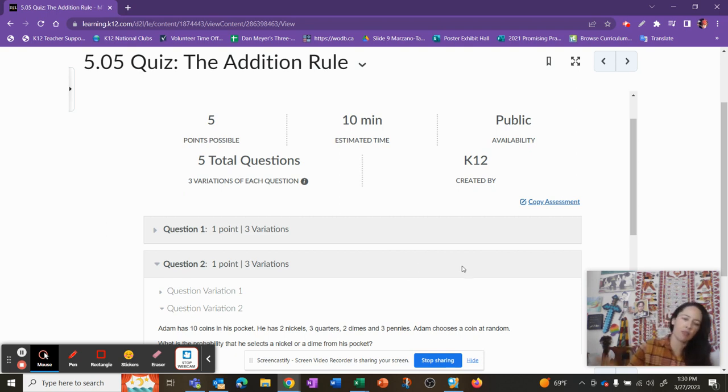First, we have to think about what's happening here. Are these mutually exclusive? What that means, definition-wise, is that they don't share anything in common. Nickel or dime, do they have any overlapping events? Is there any way that when we pick a nickel, we also pick a dime? Not in this situation, right? A nickel is completely independent from a dime.